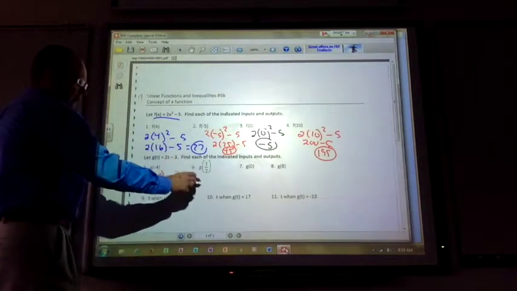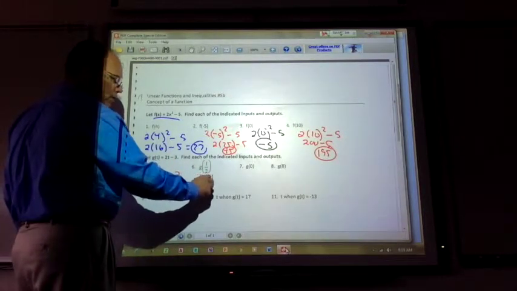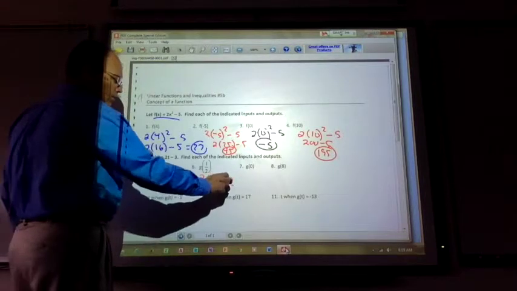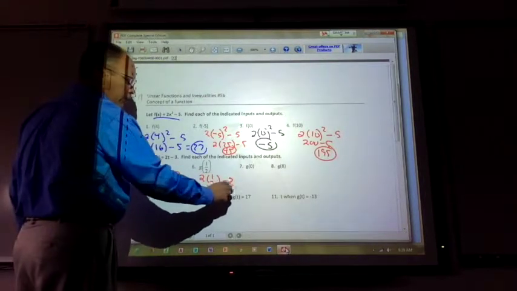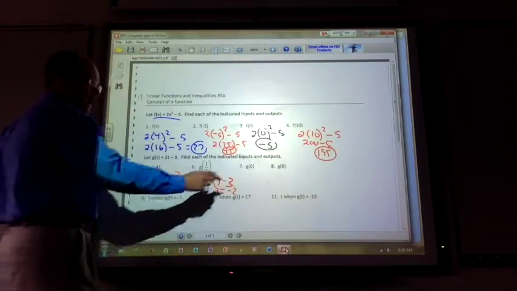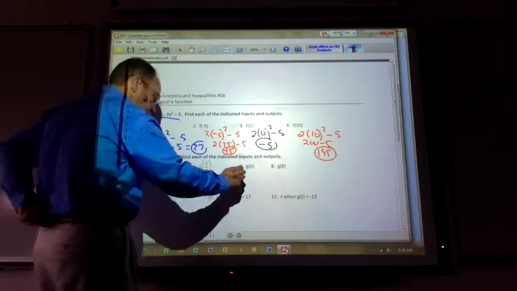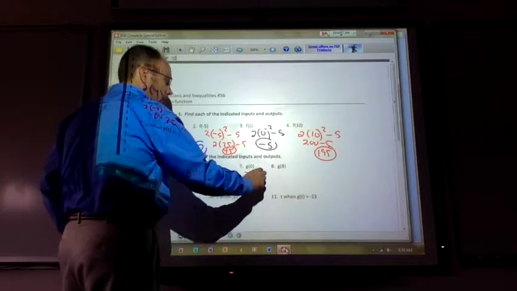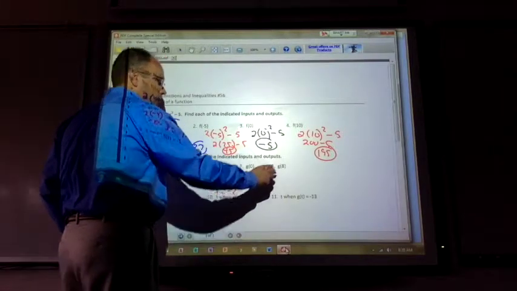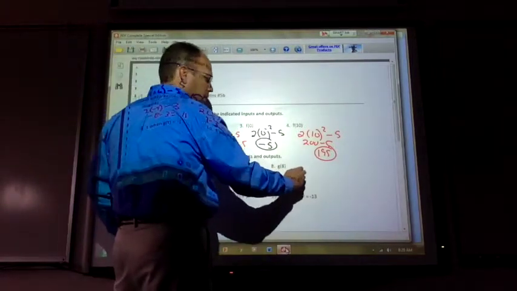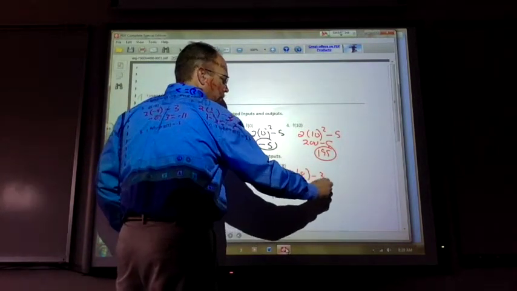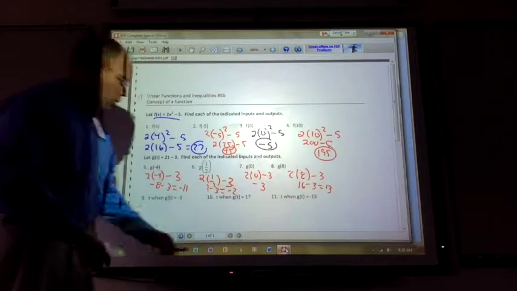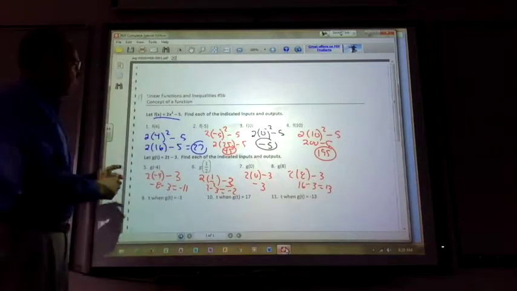On this one, I'll plug half in, so I get 2 times half minus 3. Oops, that's a 3. 2 times half is 1. 1 minus 3 is equal to -2. Plugging 0 in, it's 2 times 0 minus 3. So that gives me -3. Plug 8 in, 2 times 8 minus 3. So that's 16 minus 3. That's equal to 13.